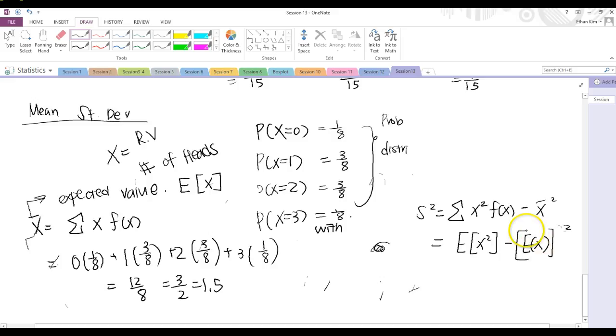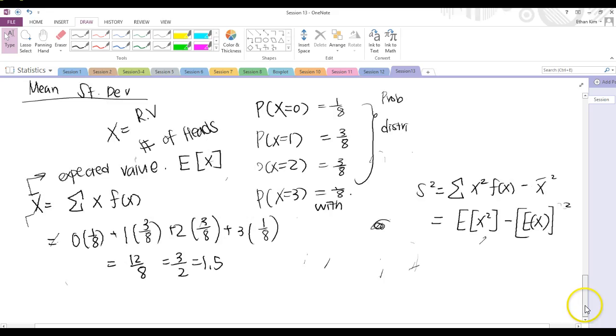When we're looking at just the expected value, which is the mean, we're just multiplying x and the probability, right? But when we're looking at the variance, we square the x value and multiply that by the probability function. And that corresponds to the expected value squared part, and then we subtract the expected value squared. So let's look at this example, and I'm sure it's going to make more sense.